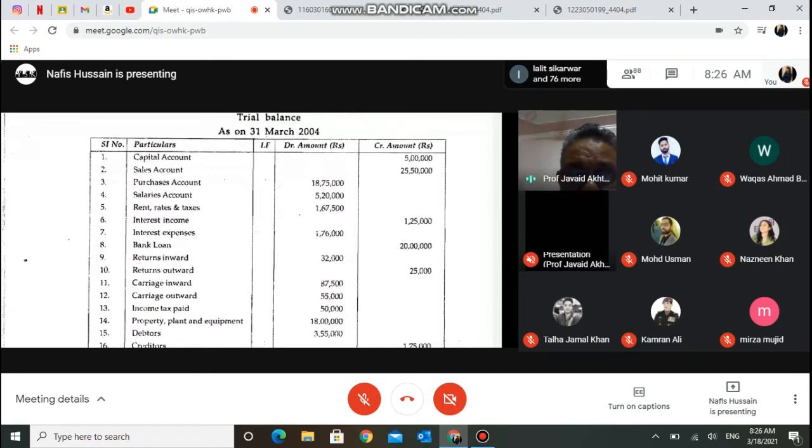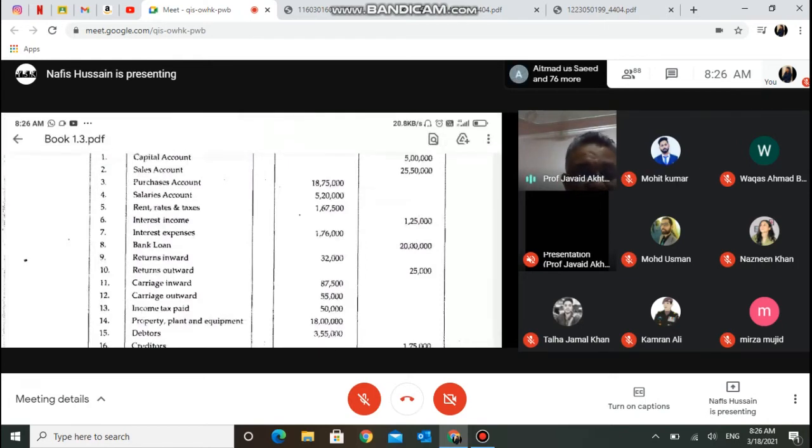Just the opposite will be true for return outwards. Return outward means purchase return. You bought some goods and part of it you returned for any reason. Carriage inward refers to the expenses a company incurs in bringing goods from outside into its factory. Carriage outward refers to the amount the company spends on selling goods. You have sold goods, and you are taking them to the godown, the factory, or the place of your customer. The amount that you spend like that is known as carriage outward.